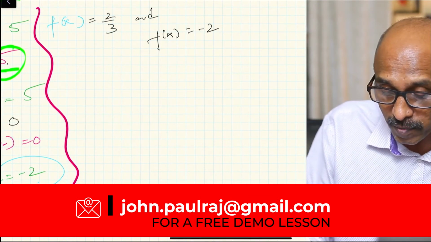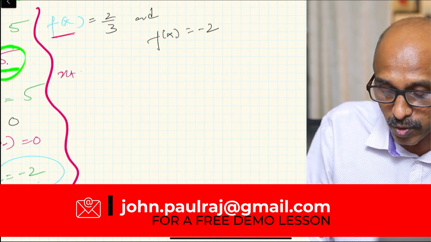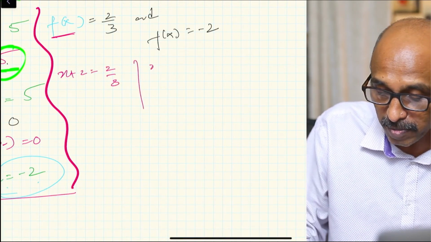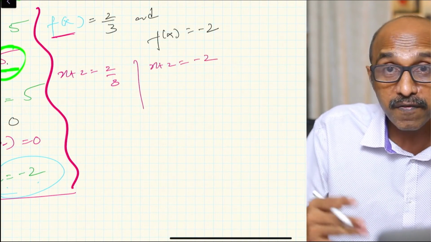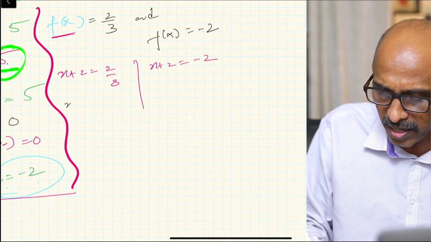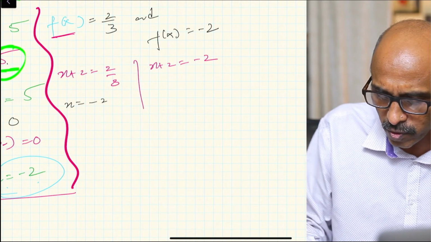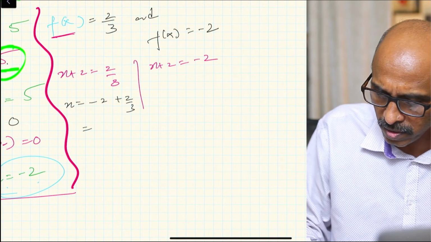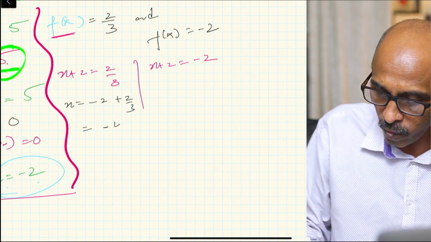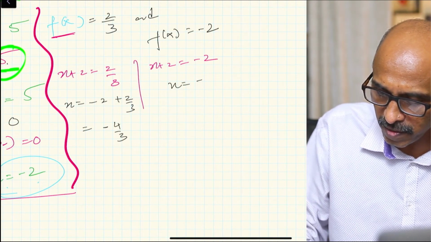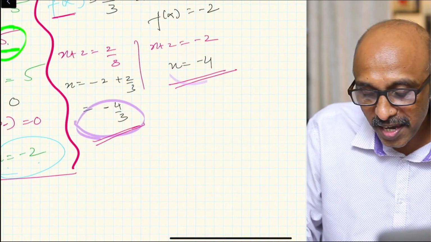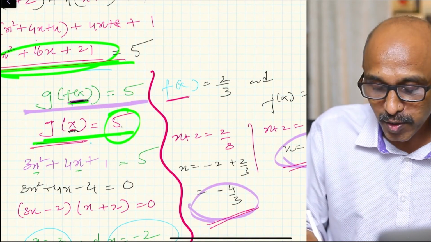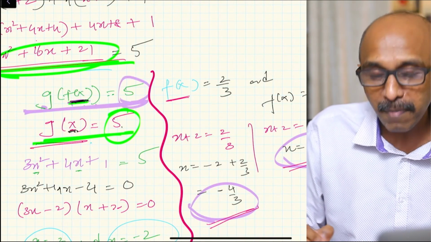And then when we solve, you know that f of x is defined as x plus 2. When we solve x plus 2 equals 2 by 3 and x plus 2 is equal to negative 2, you can find the value of x, all right? So let's do that quickly. You'll get x is equal to negative 2 plus 2 by 3, which should give you negative 4 over 3. And here you'll get negative 4. So x is equal to negative 4 by 3 and x is equal to negative 4 should be interpreted as the input of this composite function whose output happens to be 5.